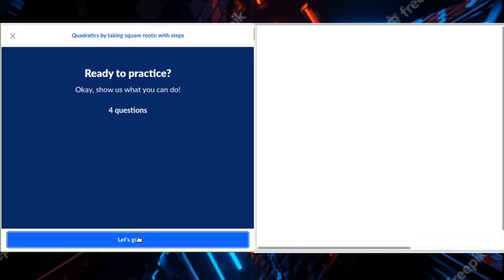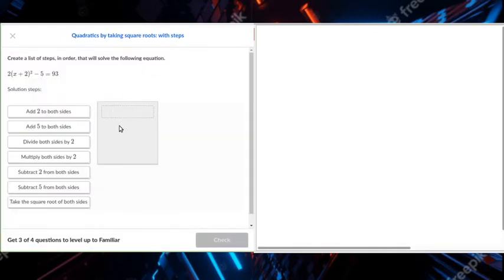I haven't looked at this one. I don't think I've ever done this one. Oh, okay. So we're going to choose which steps we want to do first, okay? So create a list of steps in order that will solve the following equation.